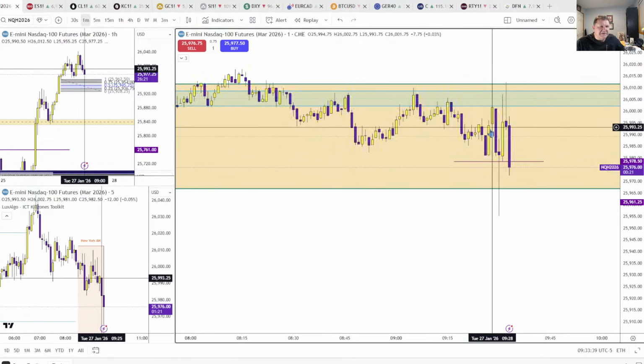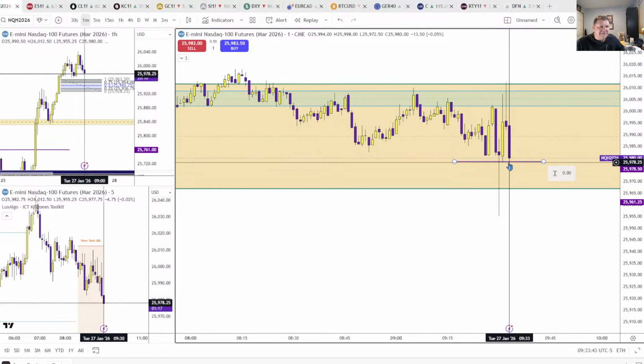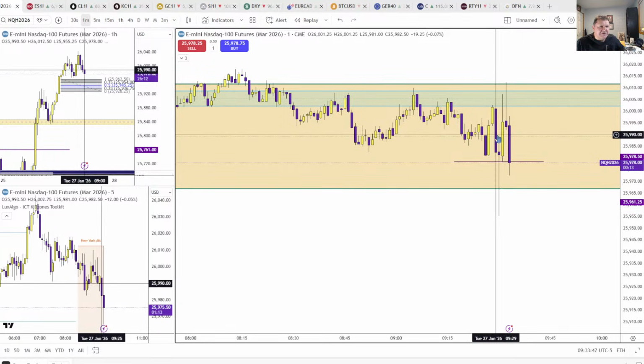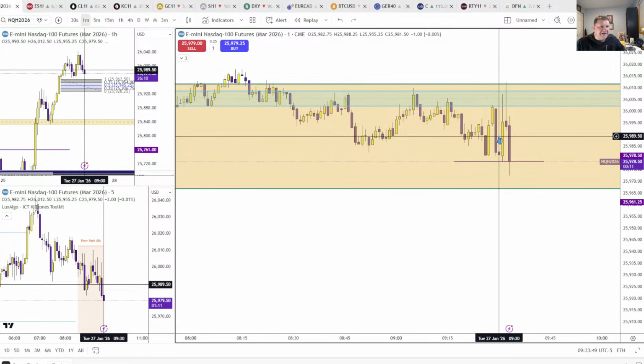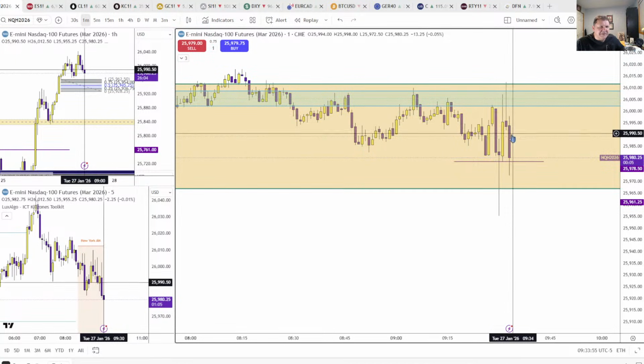Yeah, we got this one here. So in order to see this extend, I want to see that close below here in the next 16 seconds. It's got to close below there. Come back up, attack this area, and you do not want to see it get back through here.